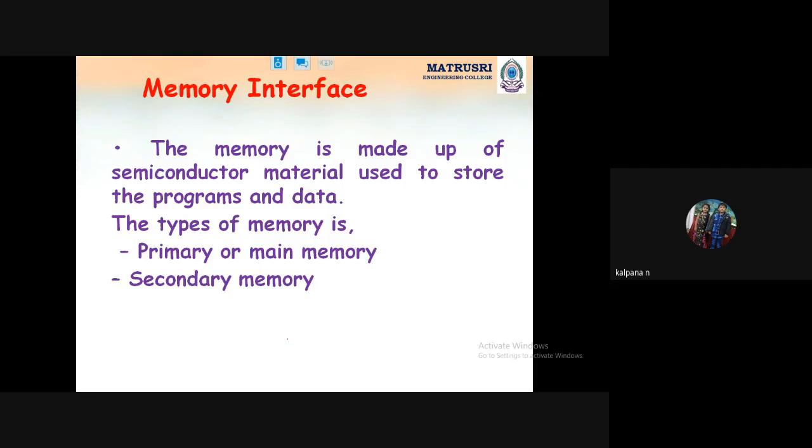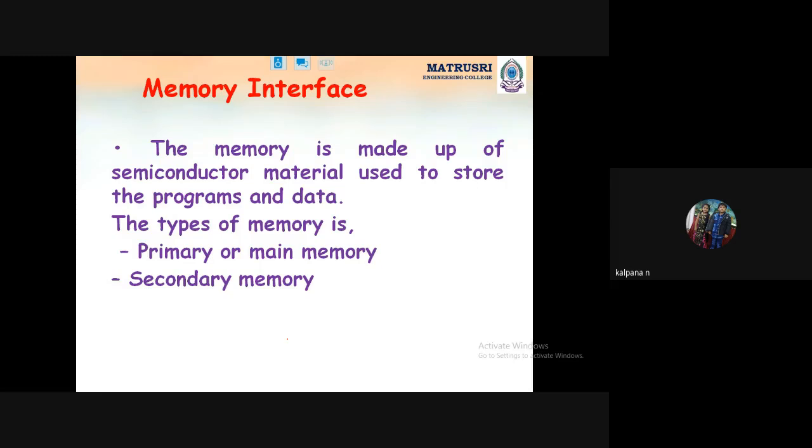Like what operating systems are we using nowadays? In mobiles, Android. In laptops or systems, Windows 10, Windows 8, Windows 7, Windows XP, Linux. All these are operating systems. Without an operating system, we cannot use the processor. So these operating systems are stored in the ROM permanently.